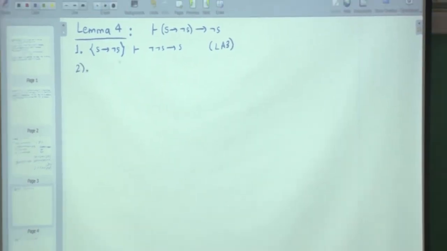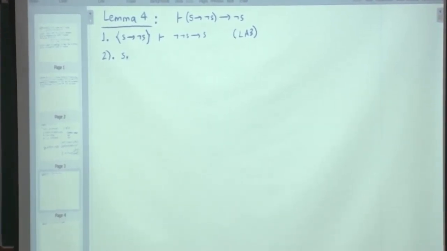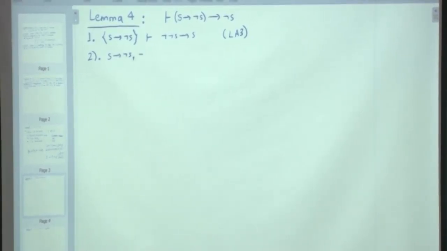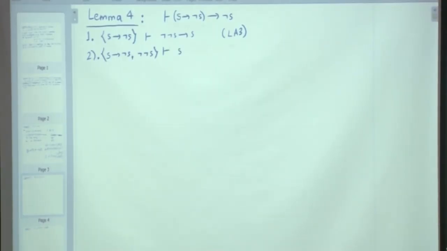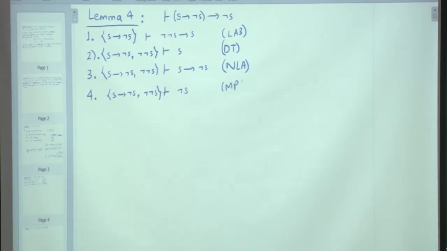LA3, okay. Second, we are going to bring S implies negation S and double negation S, both of them over here, and this is just DT. Okay, third line, we use NLA and MP. If I tell you these two reasons, which NLA should I use? S implies negation S. Very good. So this is NLA. Then fourth one, obviously I should use MP. And on which two lines? 2 and 3.